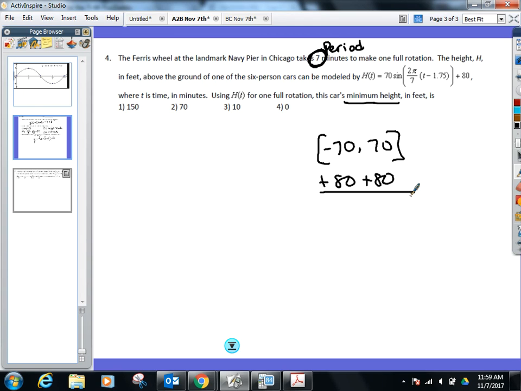So the new minimum, 10. New maximum, 150. But what I was looking for in the problem? The minimum height, which would have been 10. As intimidating as that looks, guys, you know every single piece there. I got one more challenge question for you. What's the frequency of this equation? Frequency. 2 pi over 7. Yep. You guys know every piece. All right? Be confident. All right, now you guys are on your own.